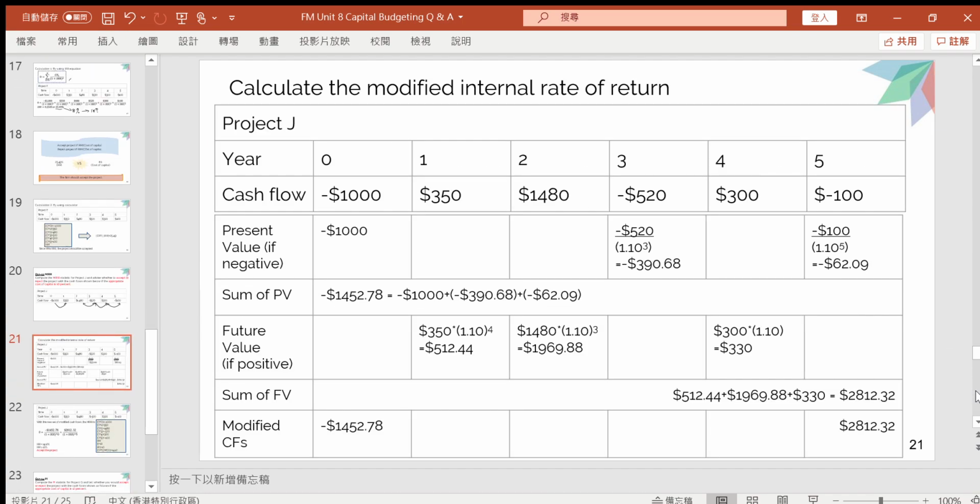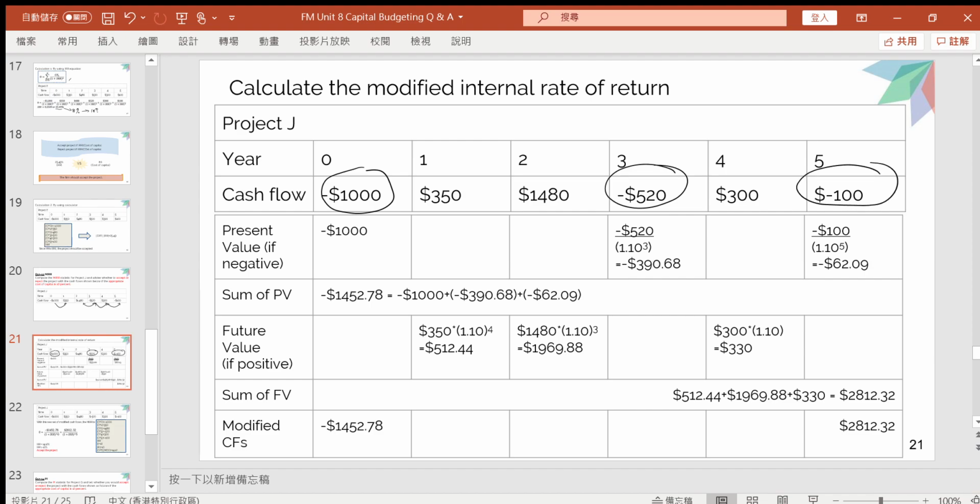Okay, same approach. We will construct a table to move all the cash outflows, discounting all the cash outflows to year 0, and then compound all the cash inflows to the final year of the investment. And that is the approach of this modified internal rate of return. By looking at that, we have 3 cash outflows.